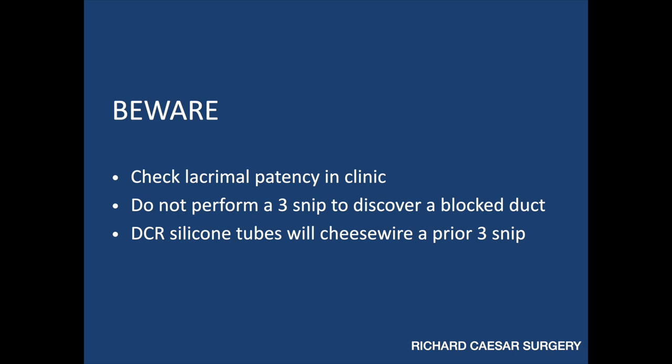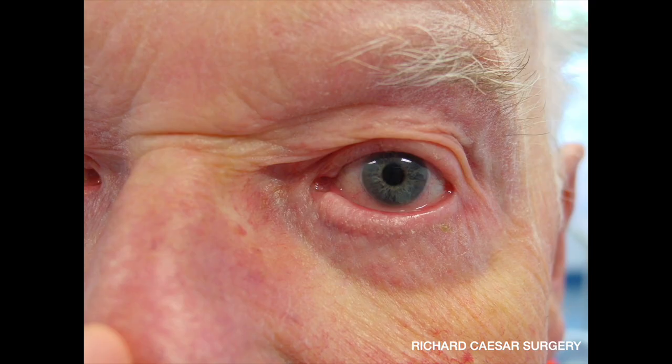Now, something to beware. You really should check lacrimal patency in clinic. You do not want to do a 3-snip prior to syringing and then discover there's in fact a nasolacrimal duct blockage, because if you put silicone tubes in, they can cheese wire.